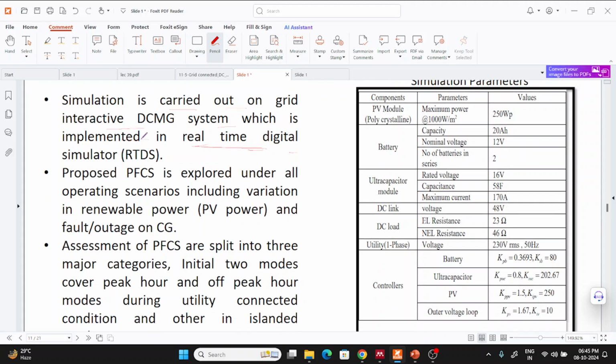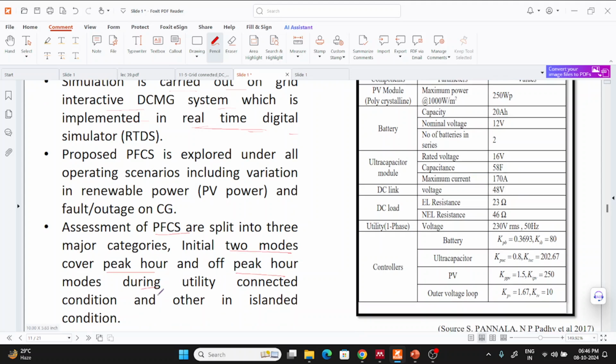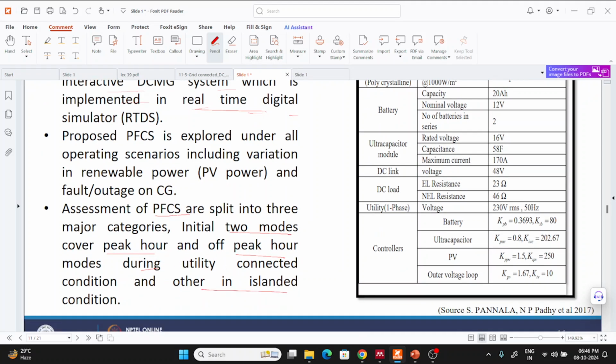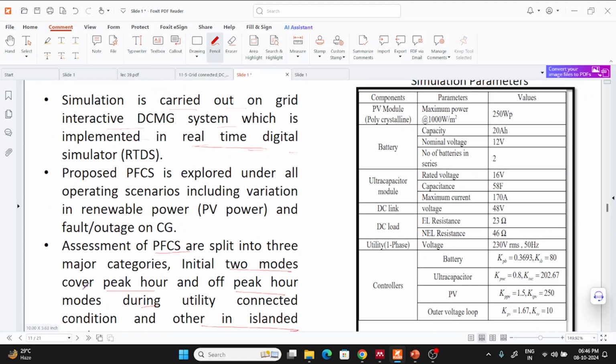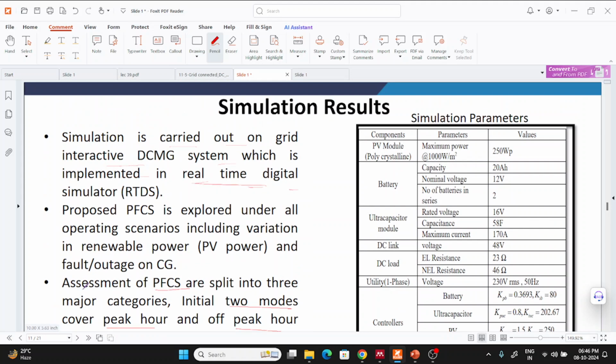The assessment of the power flow control strategy is being done in three major modes. Initially, two modes cover peak hour and off peak hour during utility connected. Then we took one mode in an island. So in all three modes we assessed how our power flow strategy is going to work. Some parameters were taken.